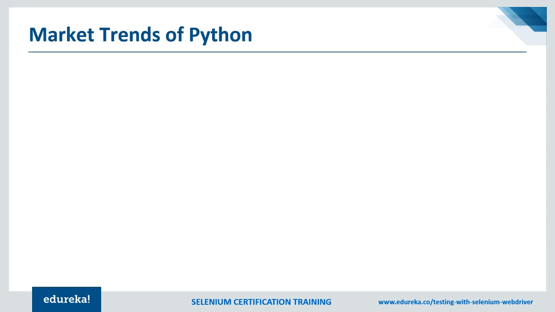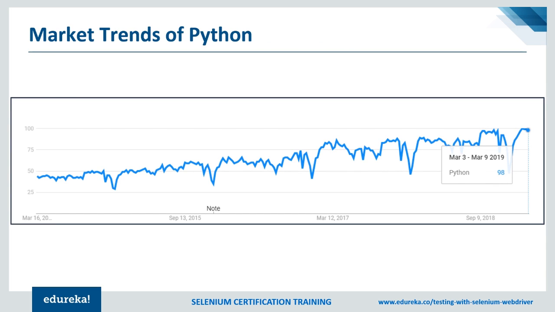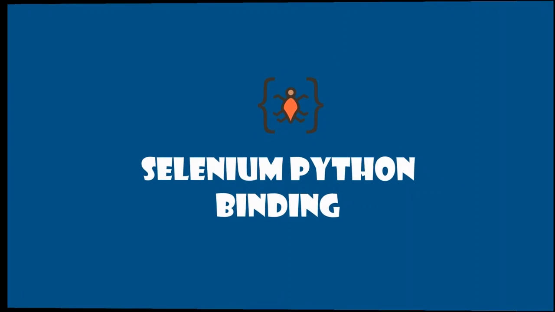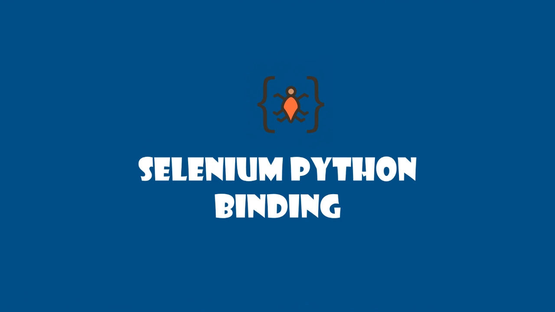With respect to that, let's have a look at the market trends for Python programming language. This graph depicts the market value of Python since the past 5 years, and you can see the growth rate where it reached the peak maximum in the last year. And recently you can see the Python count as 98 on the recent day of March 9. So this implies the market value and demand for Python is growing at a higher rate. So let's move further and understand the binding between both of them, that is Selenium and Python.